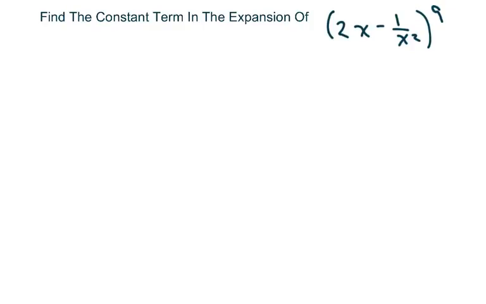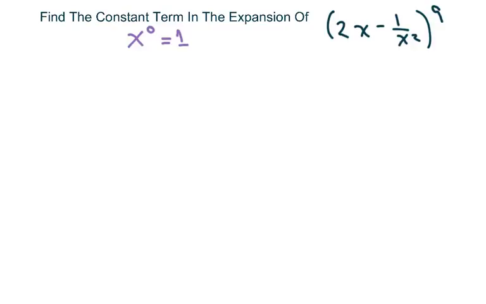Hi everyone, we're going to find the constant term in the expansion of (2x − 1/x²) to the 9th power, and the constant term is x to the 0 power. Remember, any x to the 0 power is 1. And basically what it means is we're finding the last term of the expansion here without having to go through all this, so without having to write the whole thing out.